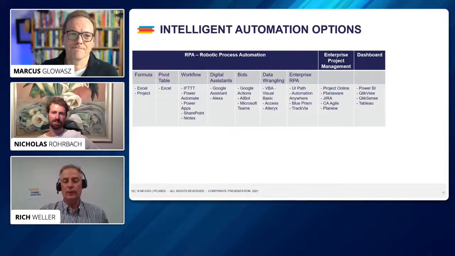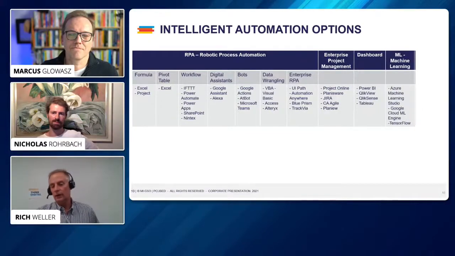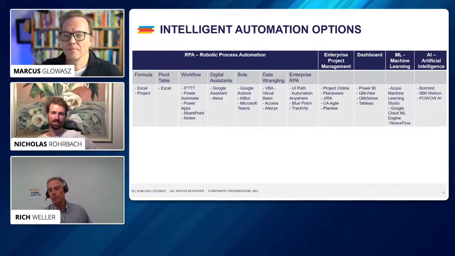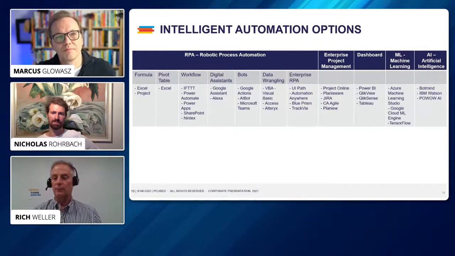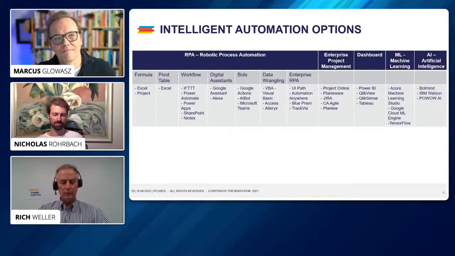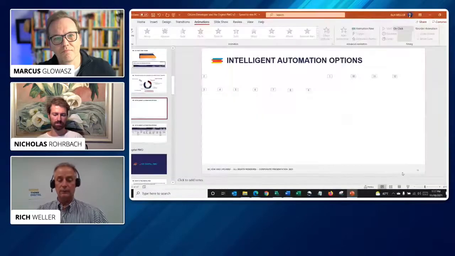Then we have dashboards in here, the products that we can use to create dashboards. Machine learning, there are examples of various machine learning technology. And then finally, true artificial intelligence, in my mind, is those complex algorithms that are written. And I'll toss in my good buddies at Powwow AI because they're doing some amazing stuff there. So this is what I call our complexity model, various options that you could leverage to improve your processes or improve your decision making.